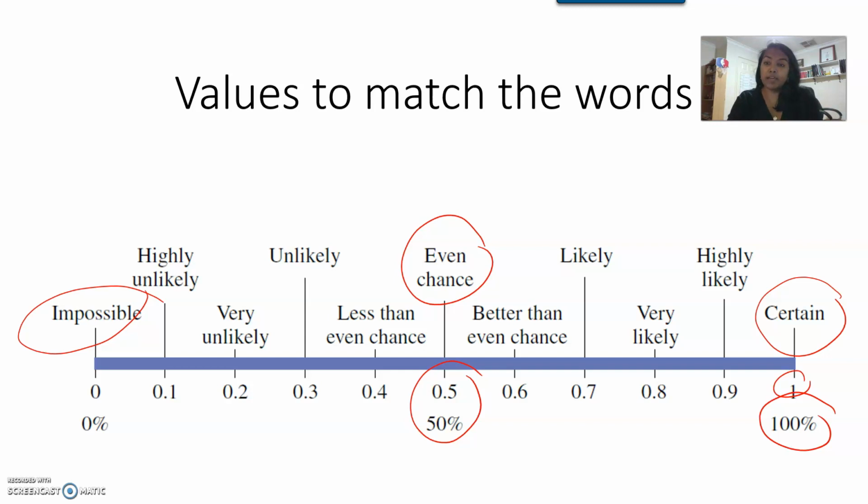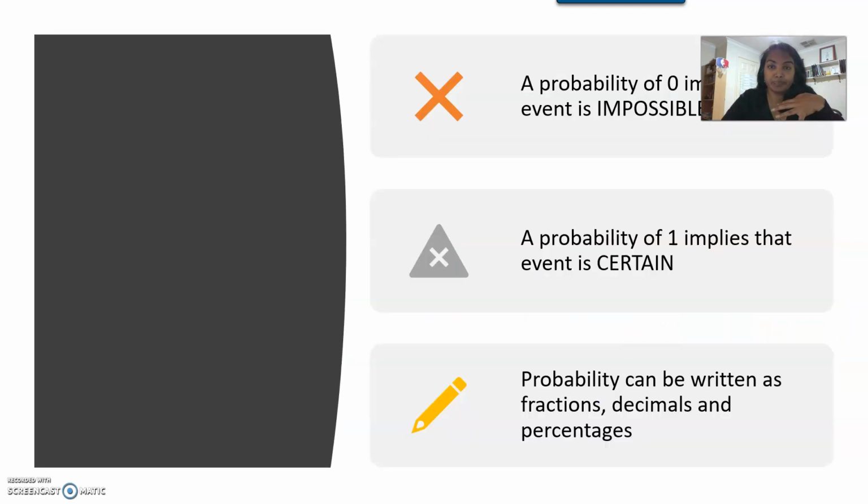For example, highly likely is 0.9, so that means it's 90%. If I convert these decimals into percentages, that could make it easier for you as well. You need to be familiar with what words match what kind of scenarios, but it might be easier if you know the percentage that matches it. For example, very likely is 80%. So just be familiar with words and what numbers they match up with.